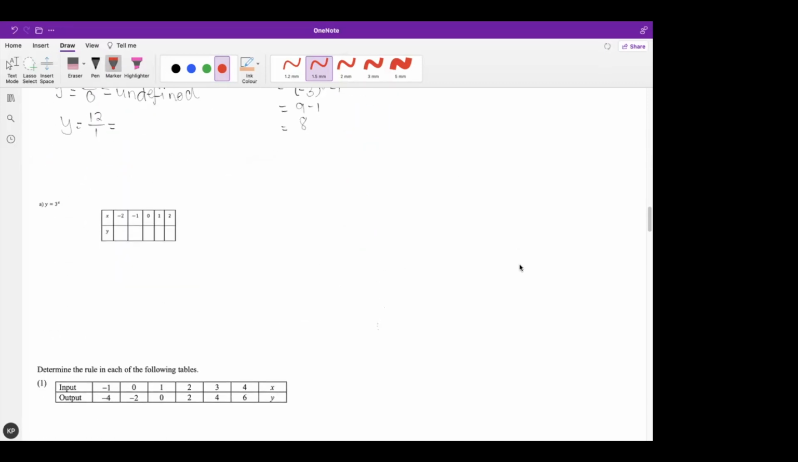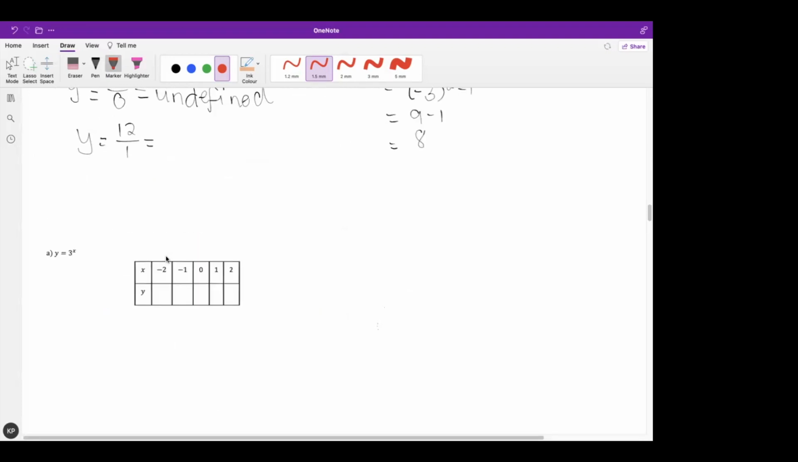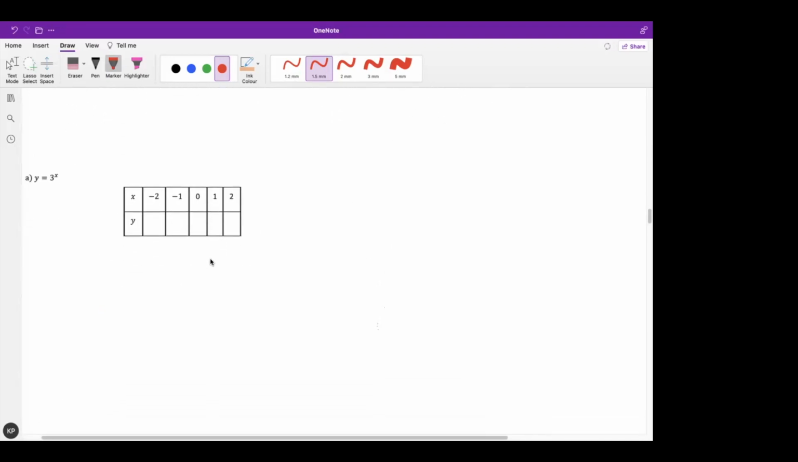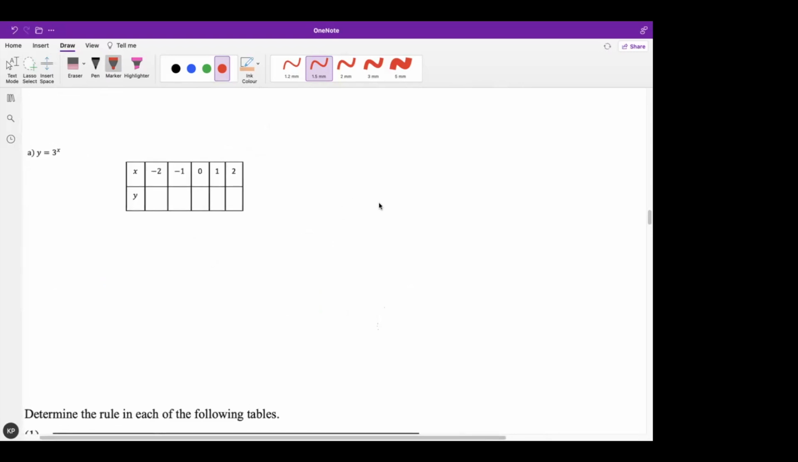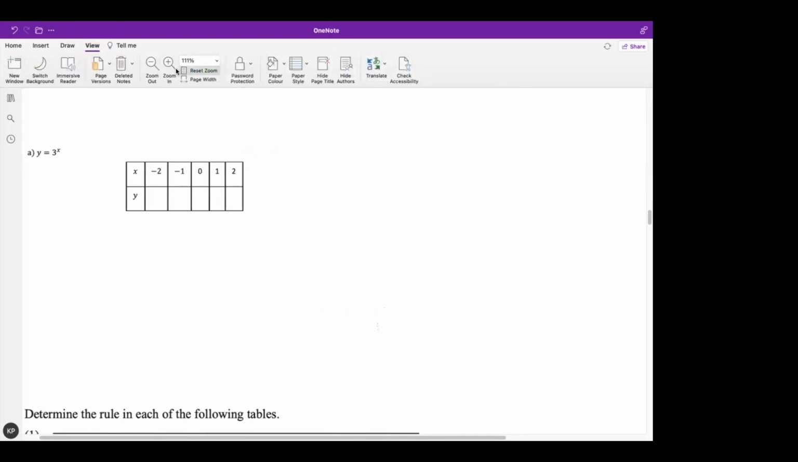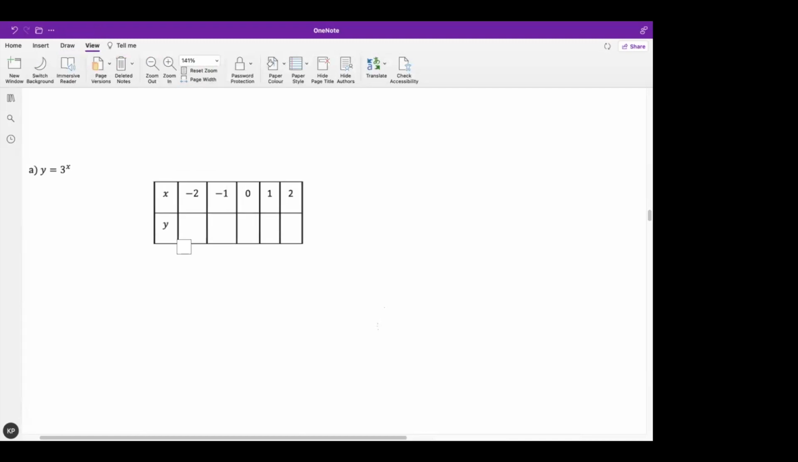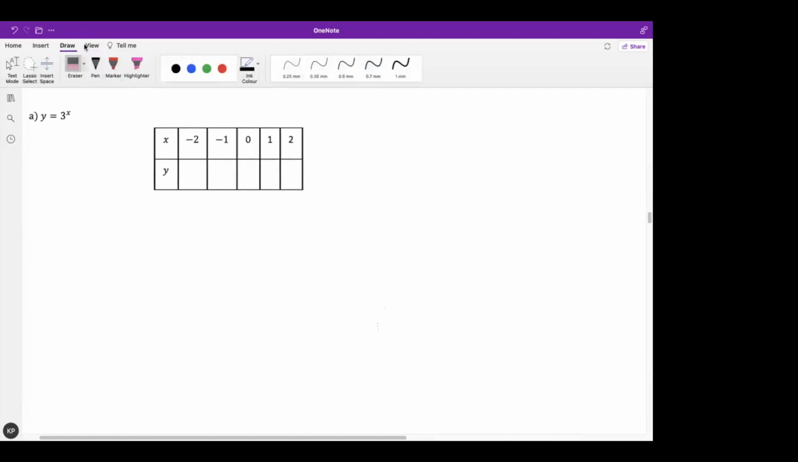Let's move on. Now, this is just a table where we have been given the formula. So I put this here to remind us of the rules of exponents. Let's see. My formula or my rule says y equals 3 to the power of x. Let me zoom in a little bit. There we go. 3 to the power of x.